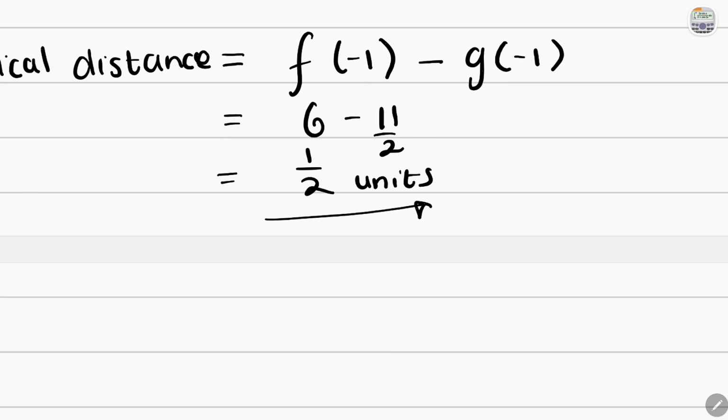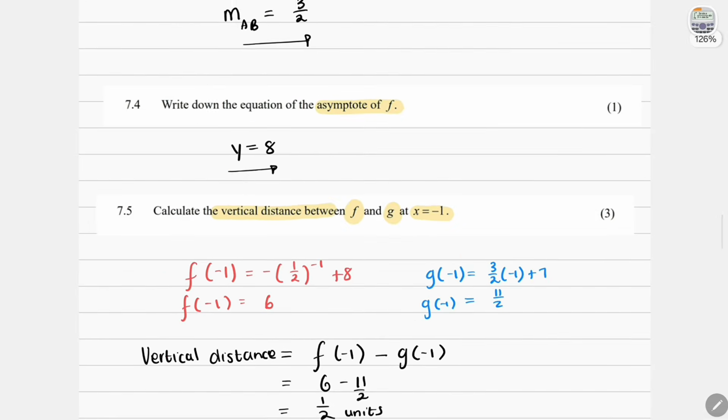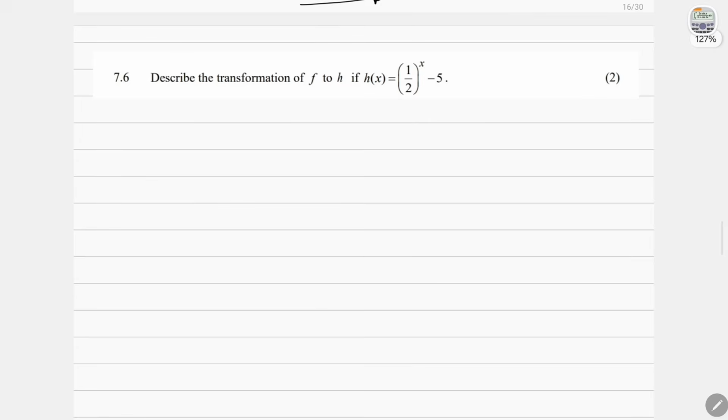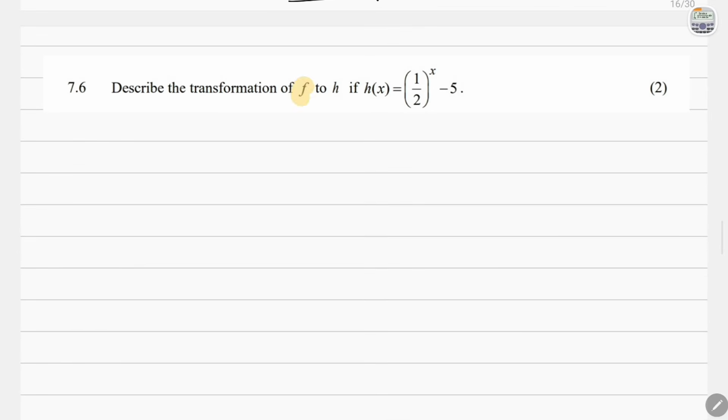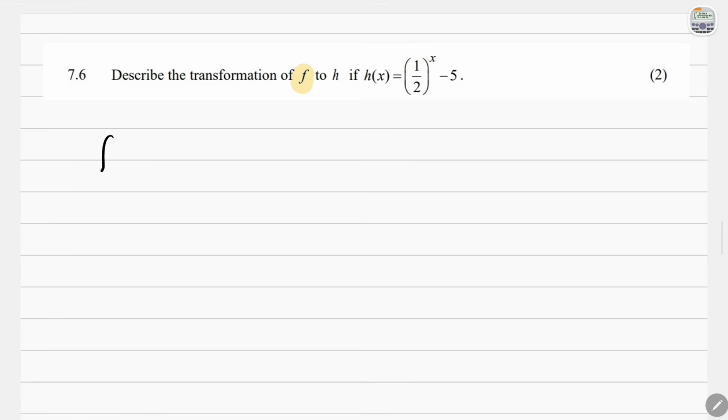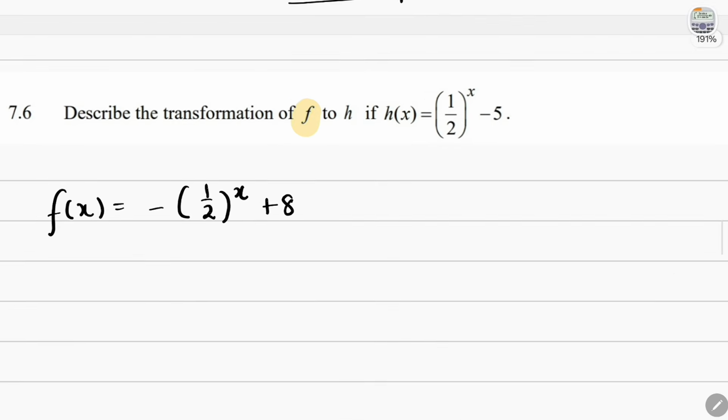And that is it for this question. Okay, and that is the vertical distance. 7.6 says, describe the transformation of f to h if h of x is equal to 1 over 2 raised to the power of x minus 5. Okay, let's look at them side by side. f of x was negative 1 over 2 raised to the power of x plus 8. And h of x is, as we can see. Okay, we can see it already, so we can just compare.